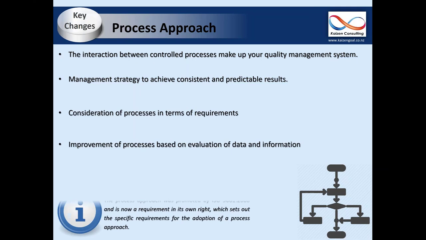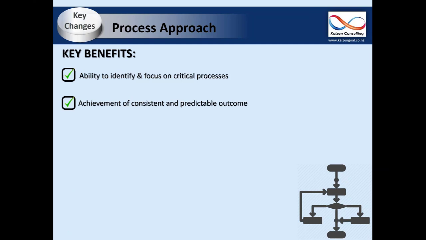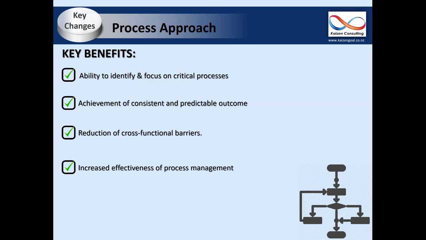It's worth noting that the process approach was promoted in the 2008 version, but it is now a requirement in the 2015 standard, and we definitely support that decision by ISO, because businesses are moving towards a more process approach business practice. The key benefits of having a process approach organization: your ability to identify and focus on critical processes, achievement of consistent and predictable outcomes for your organization, reduction of cross-functional barriers between the different functions and business units in your organization, and increased efficiency and effectiveness of your process management.